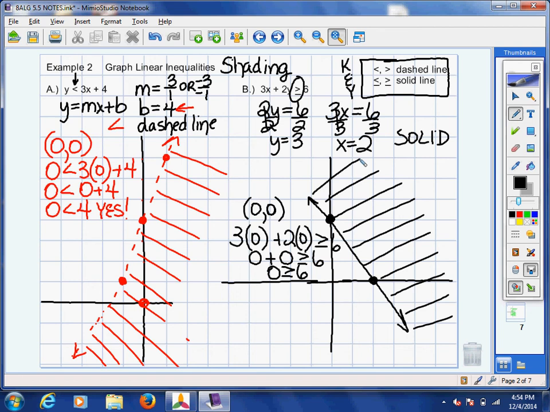Okay? And then, of course, don't forget to shade. Figure out which side to shade. Pick any point that's not on your line. Plug it in. See if it works. If it works, shade that side. If it doesn't work, shade the other side, the one that point is not on.